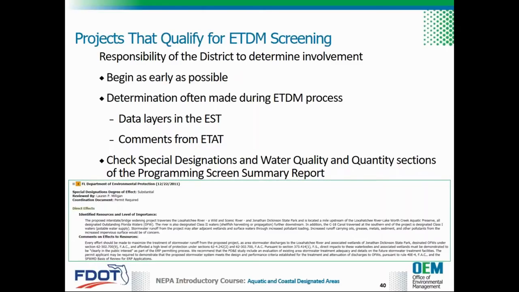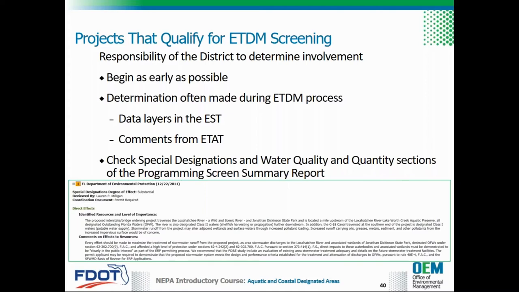The district is responsible for determining whether a federal transportation project is located within, across, or adjacent to the boundaries of a designated wild and scenic river, study river, or a river listed on the Nationwide Rivers Inventory as early as possible in the planning or project development process. This determination is often made during the ETDM process through the use of data layers in the environmental screening tool or comments from the environmental technical advisory team members during the screening.